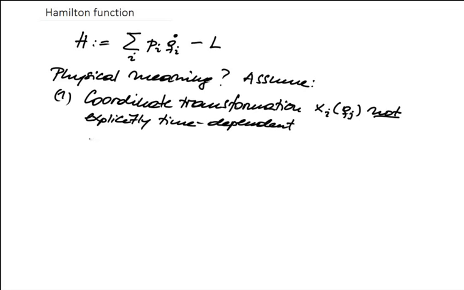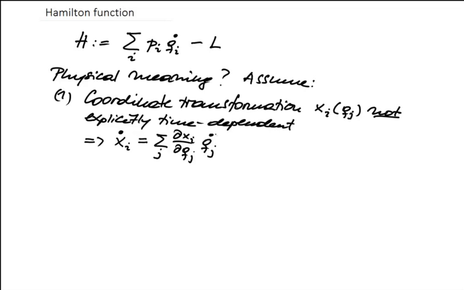This has as a consequence, when we look at how the velocities are related, we find that the velocity in Cartesian coordinates, so x_i dot, if x_i depends only on the generalized coordinates but not explicitly on time, then we can use the chain rule and write that as the sum over all j of partial x_i over partial q_j times q_j dot.